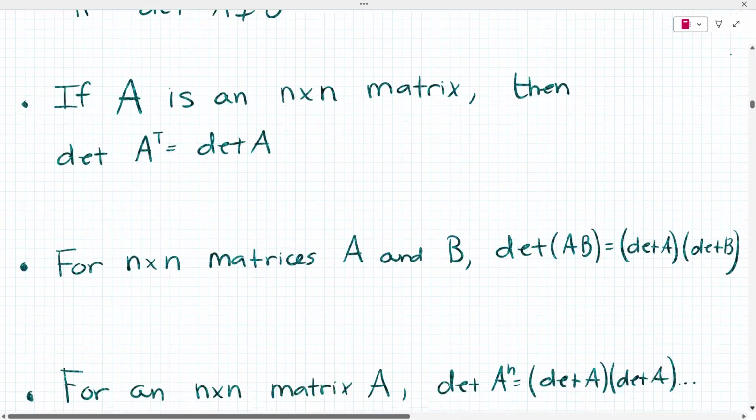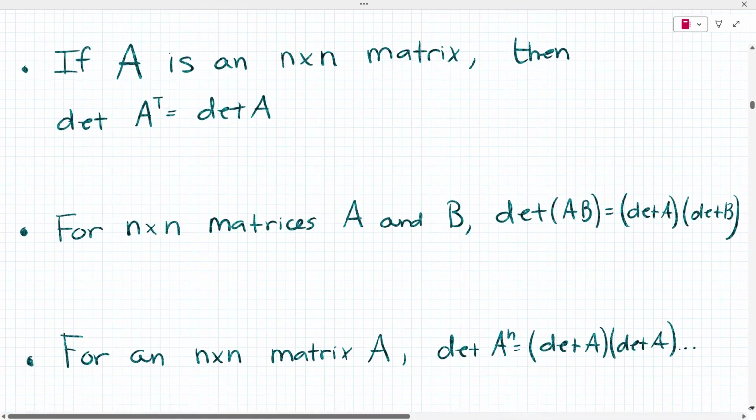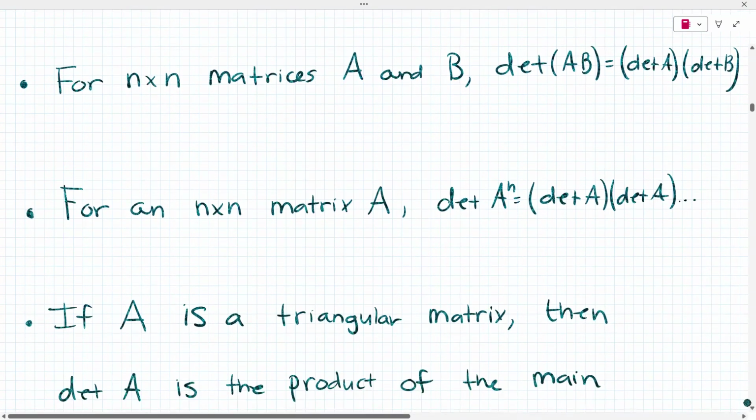For n by n matrices A and B, the determinant of AB equals the determinant of A times the determinant of B. So go ahead and write all these important notes because we're going to need these when we do the next examples. Next one is, for an n by n matrix A, the determinant of A^n is equal to the determinant of A raised to the n.